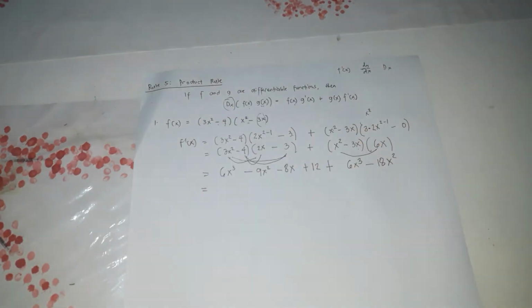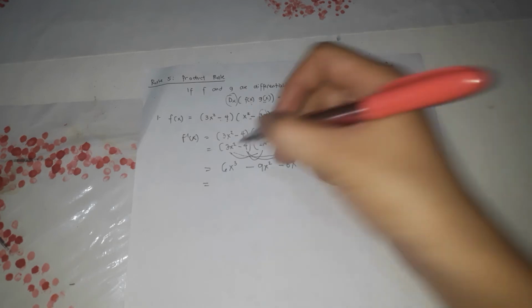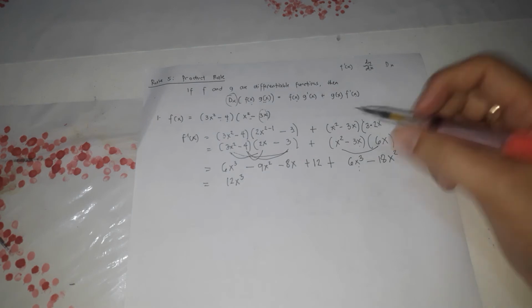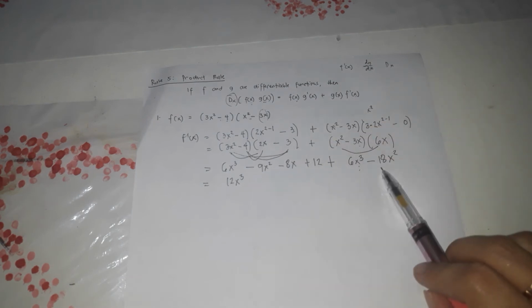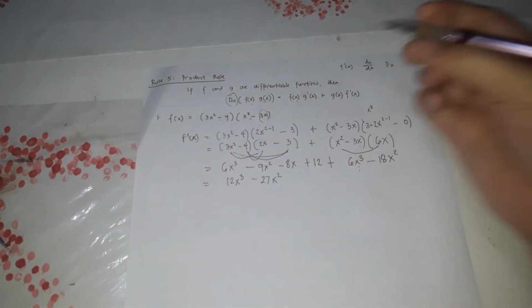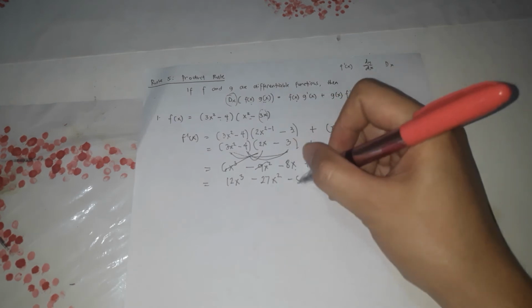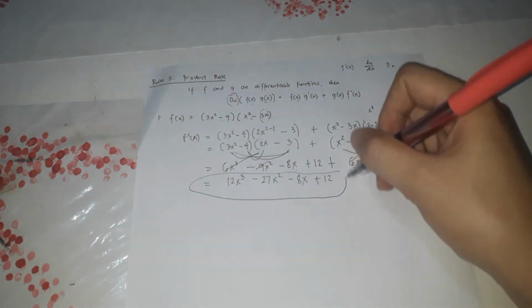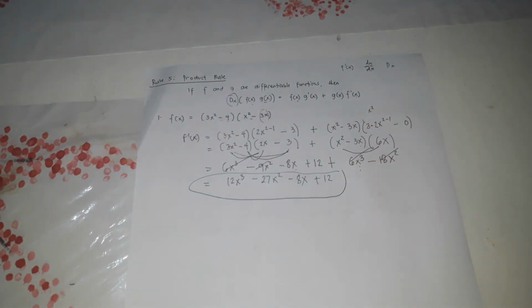Combine like terms, the x cubed terms first. So 6x cubed plus 6x cubed is equal to 12x cubed. For the x squared terms, negative 9 minus 18 is negative 27x squared. Next, this one has no partner, so just copy. This one also has no partner, so just copy. So this is the answer: 12x cubed minus 27x squared minus 8x plus 12. So that's rule number 5.